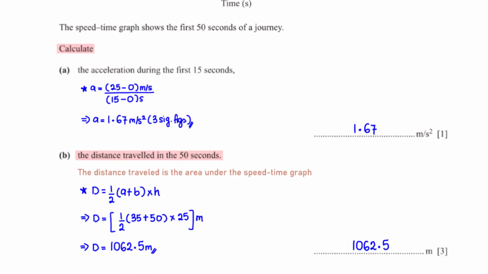Calculate the distance traveled in the 50 seconds. The distance traveled is the area under the graph, which is in the shape of a trapezium. Here is the formula for the area of a trapezium. From the graph, we get A to be 35, B to be 50, and H to be 25. When we type this into the calculator, we get 1062.5 meters.